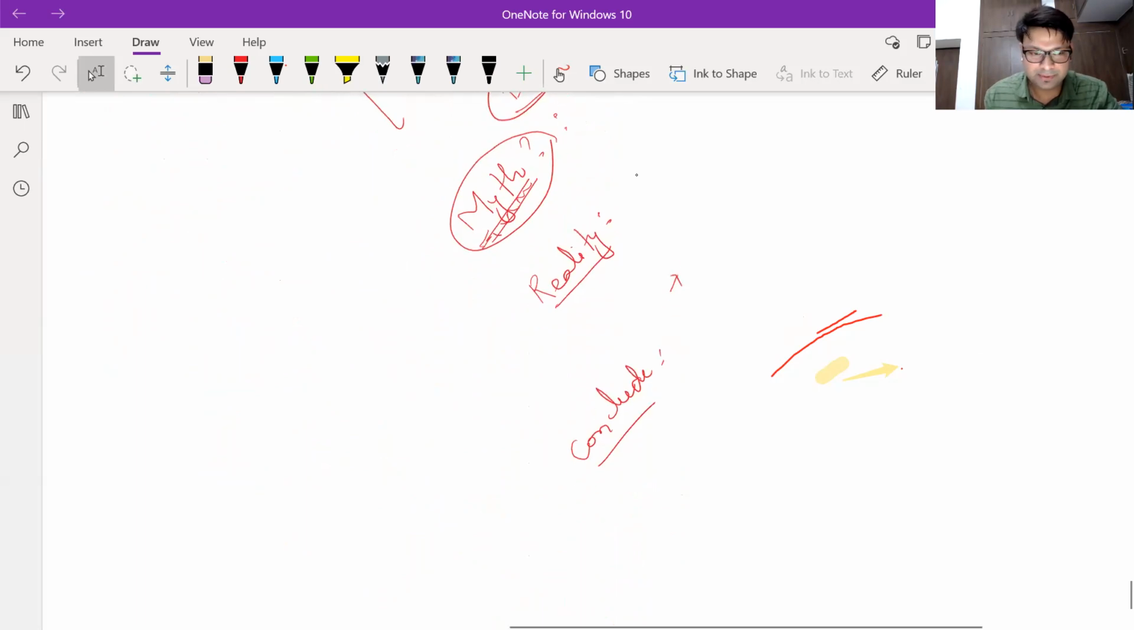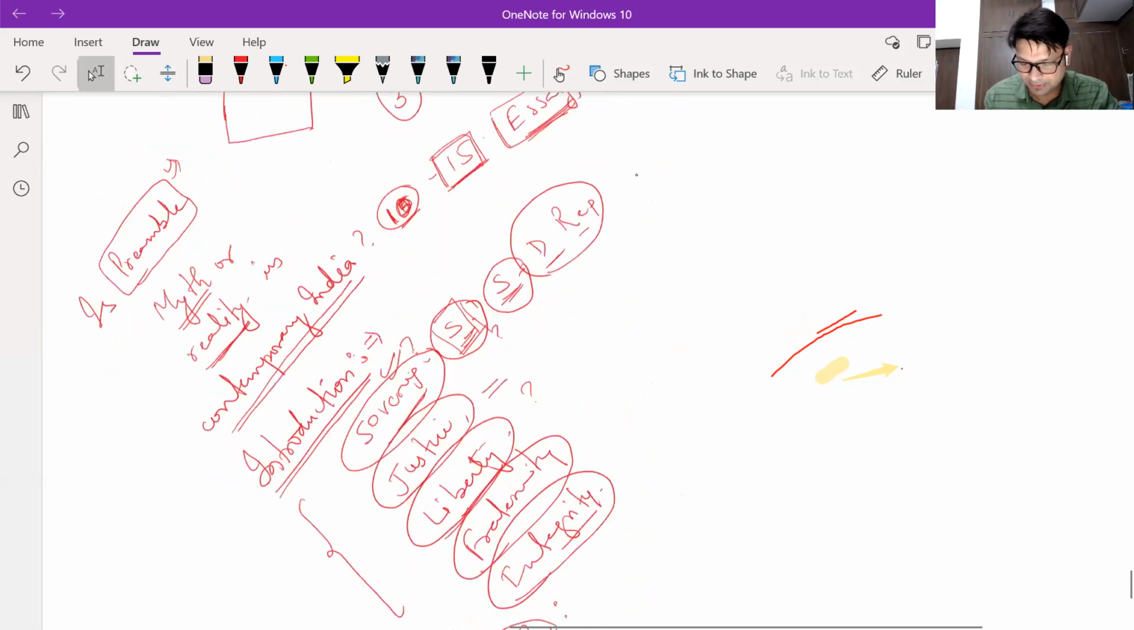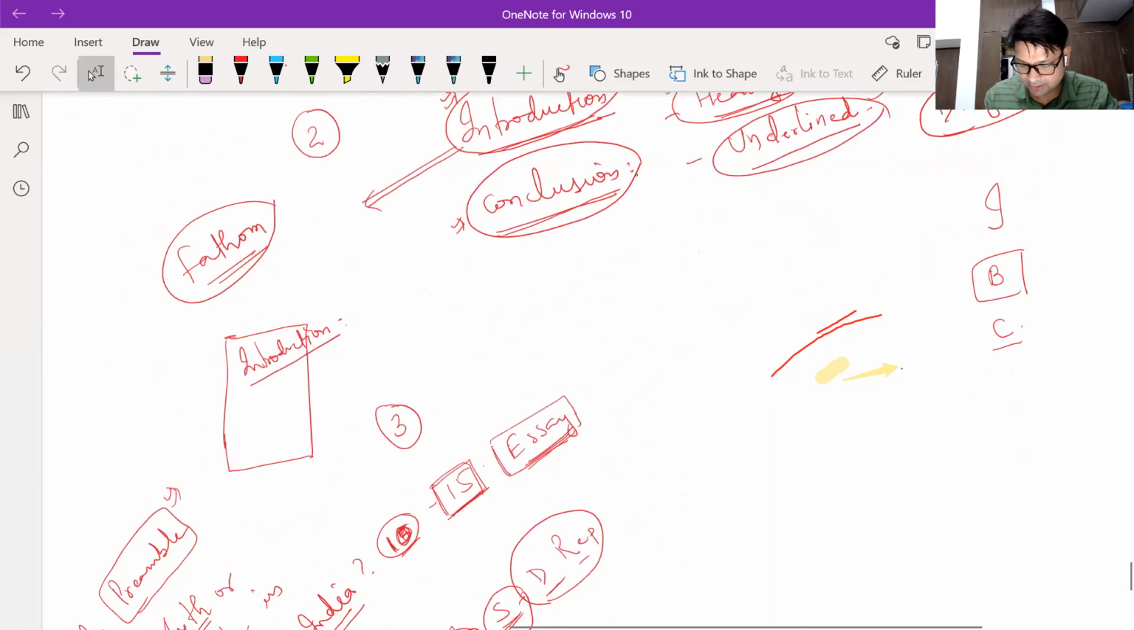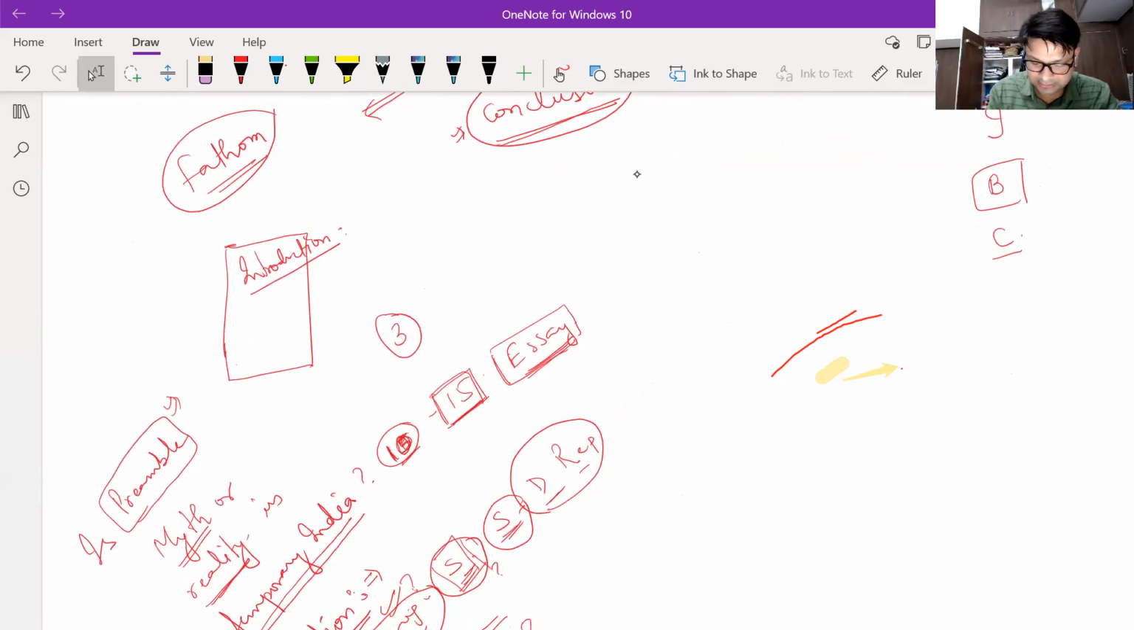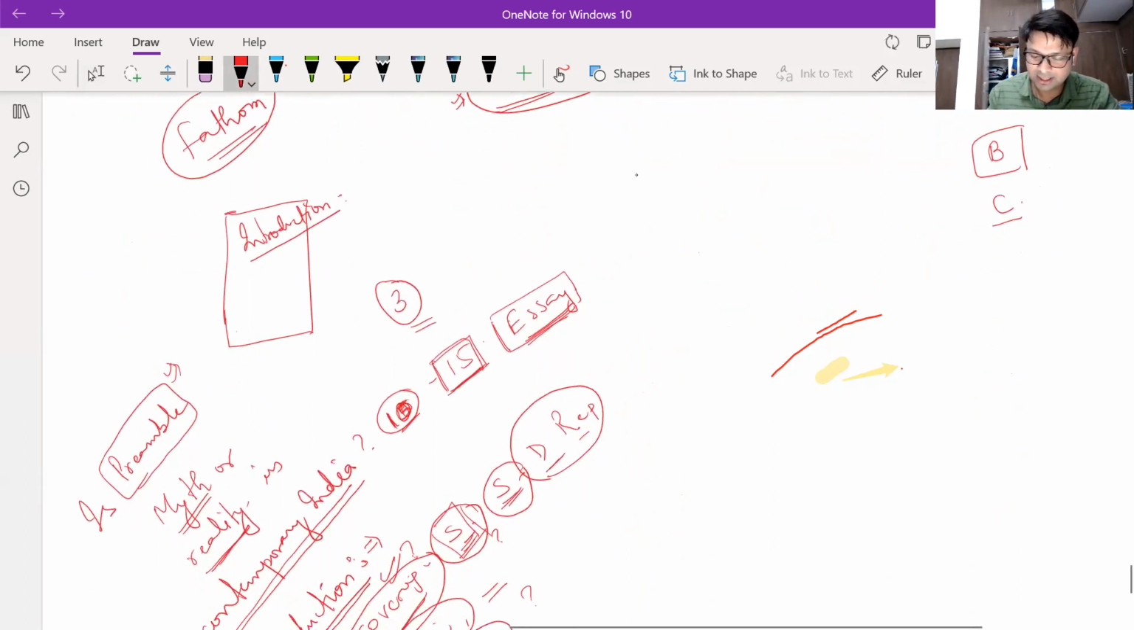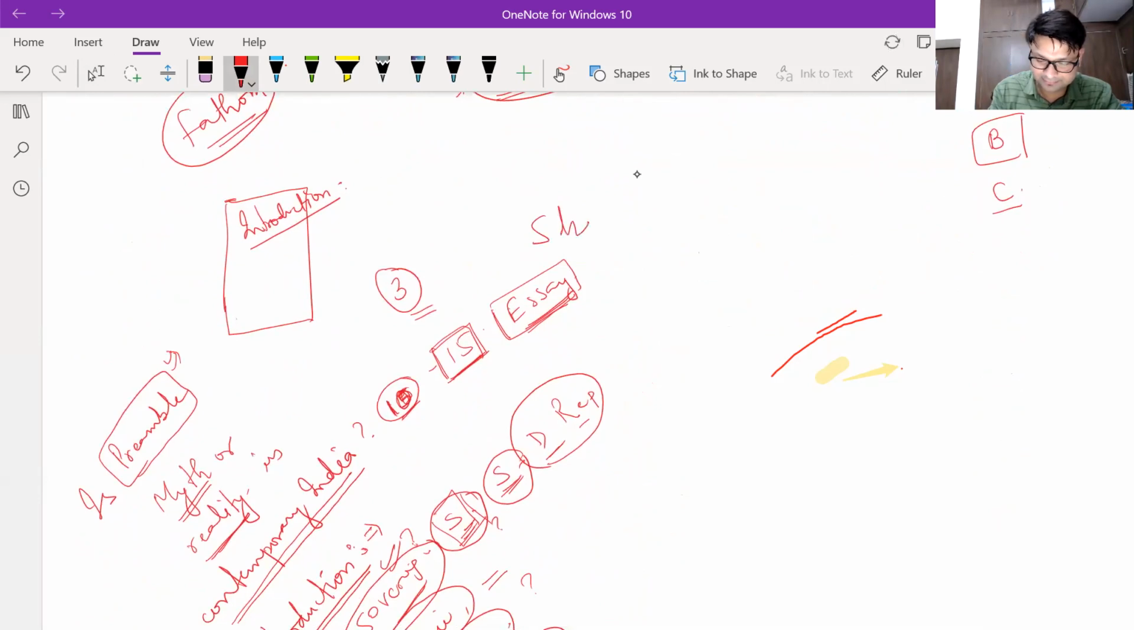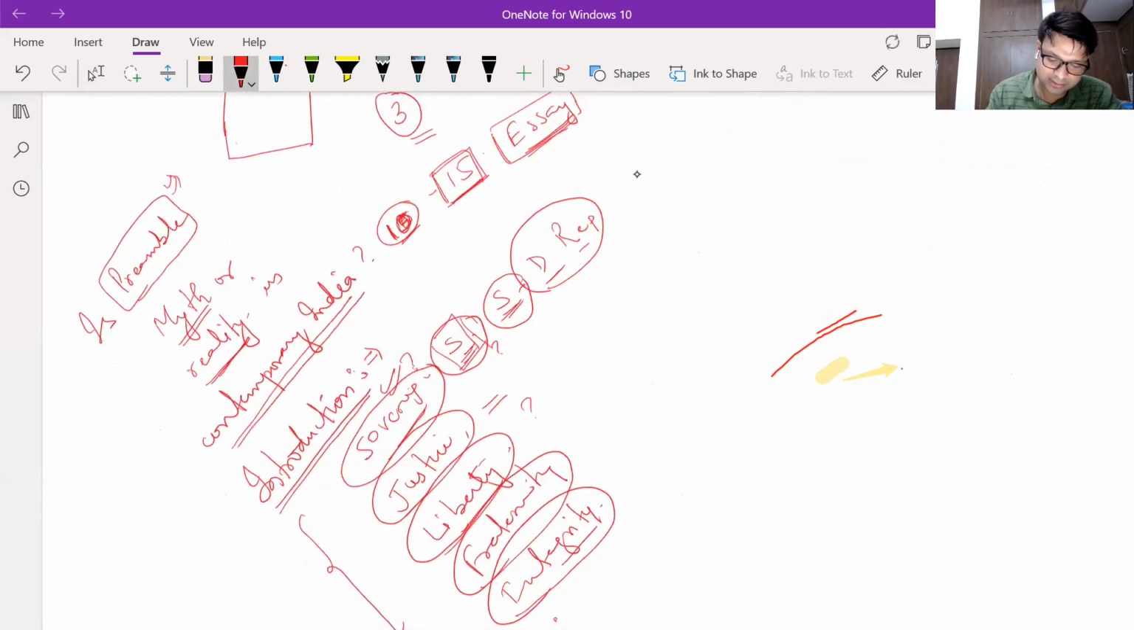Okay, so let's start with today's paper. Now, I had just completed this. Introduction and finally what I was talking about, the third thing, what we have discussed, how to structure your answer. So this was a structure for this question.